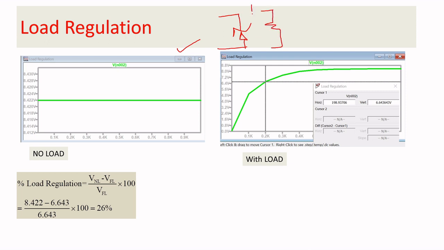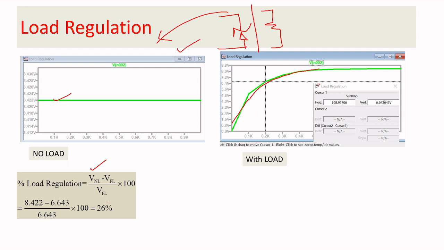So for the first condition, I have removed the load and taken the output. That is a constant voltage, you can see it is 8.422. The full load I am varying over the specified range. Over the specified range, the output voltage is varying.